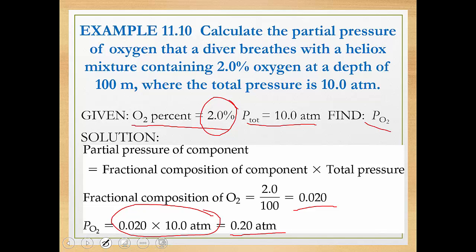We see that the partial pressure of oxygen in that mixture is going to be about 0.2 atmospheres, which is the partial pressure of oxygen that you would breathe normally on the surface if you were not diving. So that's what you're trying to do. You're trying to match that approximate 0.2 atmospheres if you're diving.